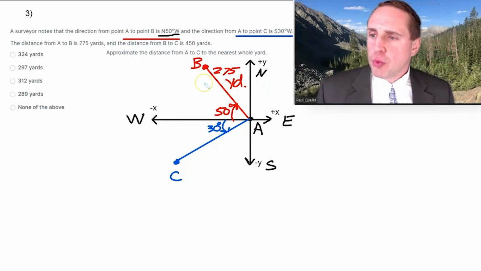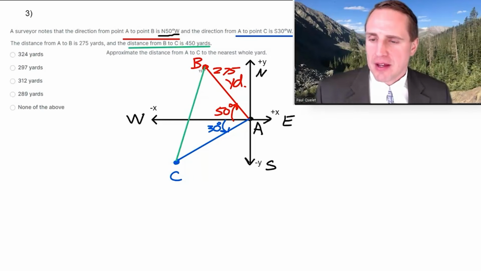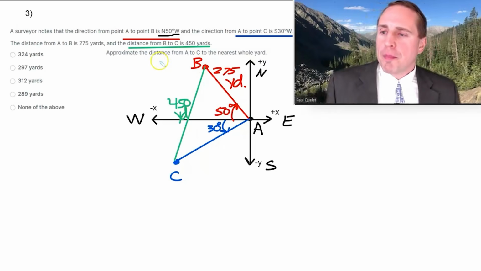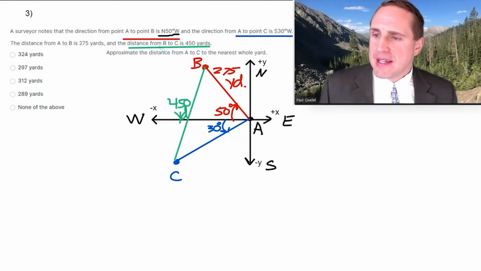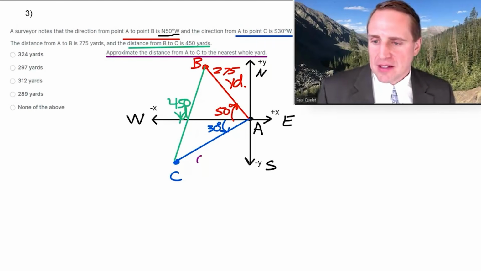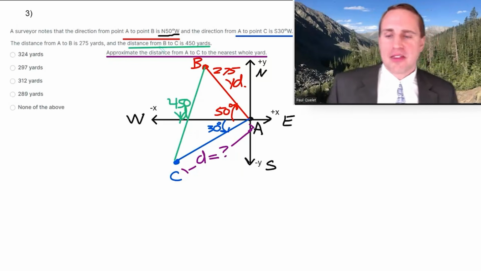Then we're told we have the distance between point B and point C to be 450 yards. So let's connect these 2 points, and let's label this as 450 yards. Now that we have this figured out, we want to approximate the distance from A to C to the nearest whole yard. So we want this distance, from A to C. That's the length of the blue line.